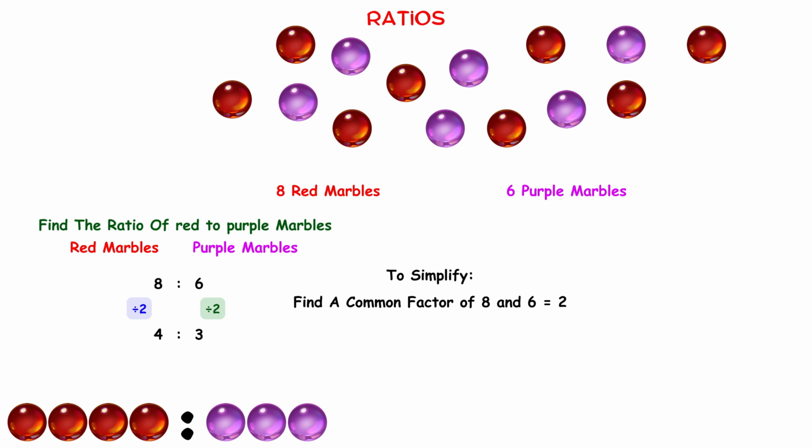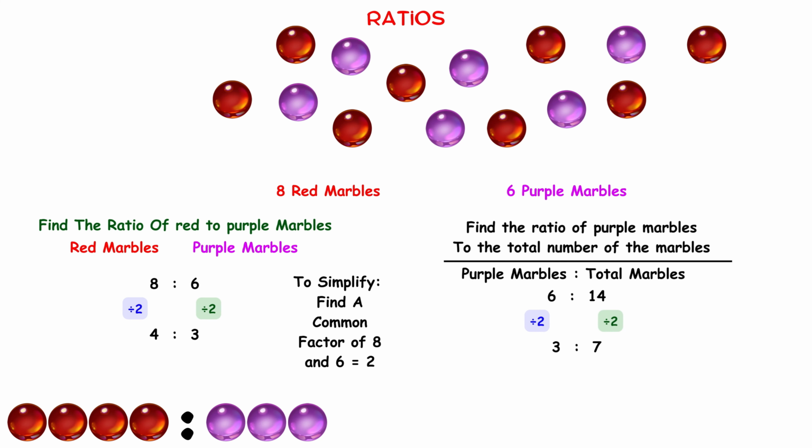And we can double check that this is true by circling the groups in our example. So we could group these 4 red marbles with 3 purple ones and these 4 red ones with these other 3 purple ones.